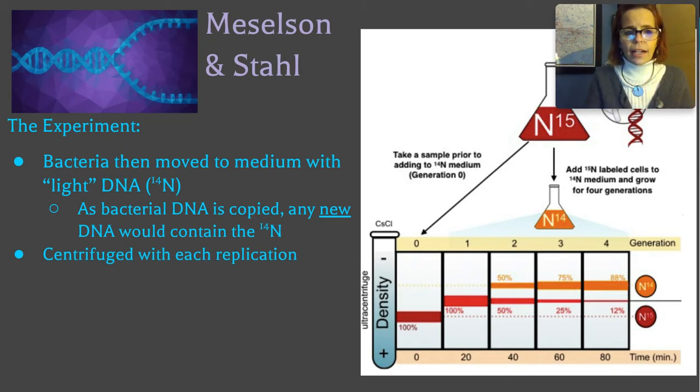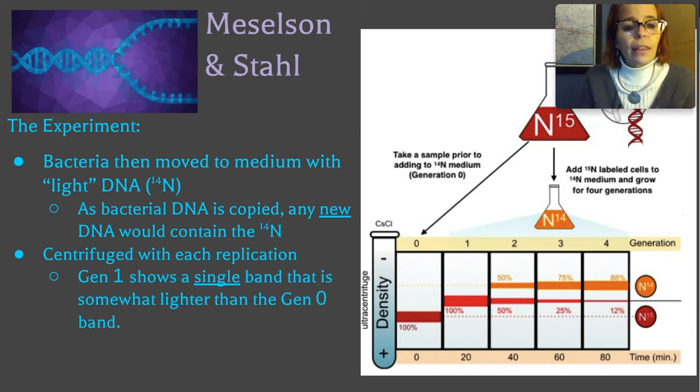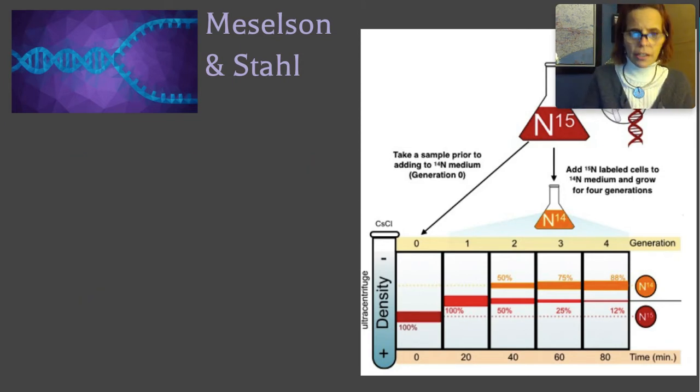and then they look for where the DNA is this time. So this time with generation 1, it's kind of confusing because you have generation 0. Those are the ones that grew in the completely heavy nitrogen. Generation 1 is the ones that have been transferred to, they're the first generation in the light nitrogen. So it says generation 1 shows a single band again, but it's somewhat lighter than the generation 0 band.